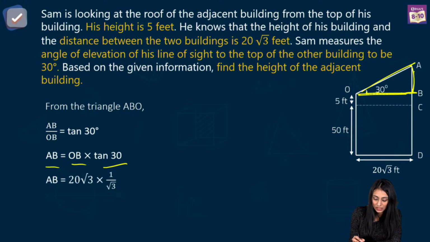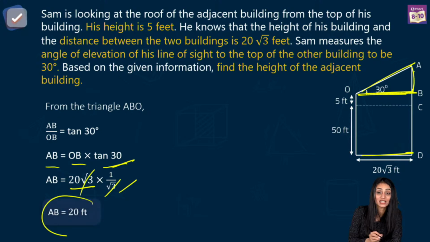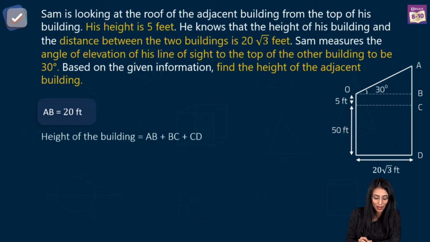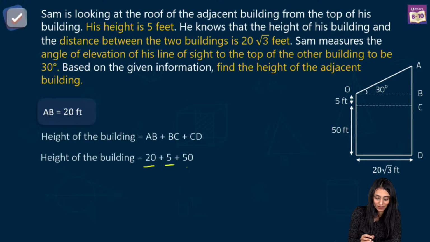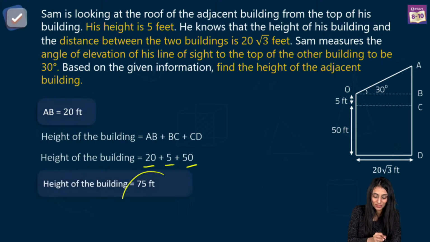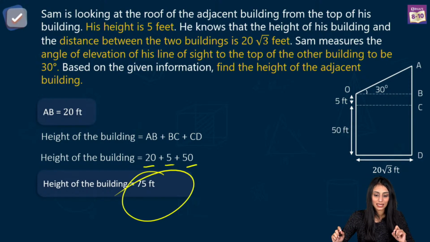OB is parallel and equal to this, that's 20 root 3, and tan 30 is 1 by root 3. Root 3 gets cancelled. What is AB? That's 20 feet. So we have AB, we have BC, and this is 50. I'll simply add all of them up: 20 plus 5 plus 50, and that's going to be 75 feet. That's the final result.